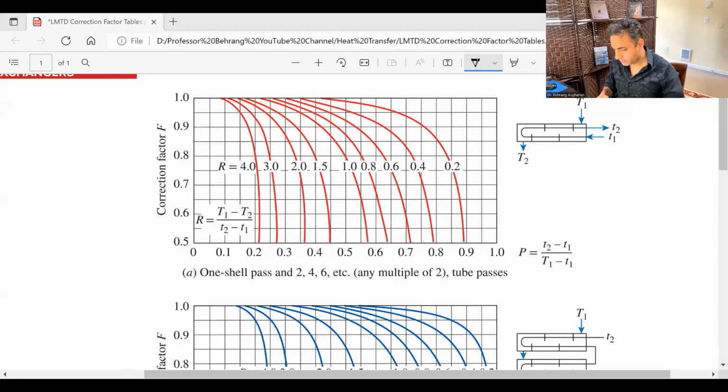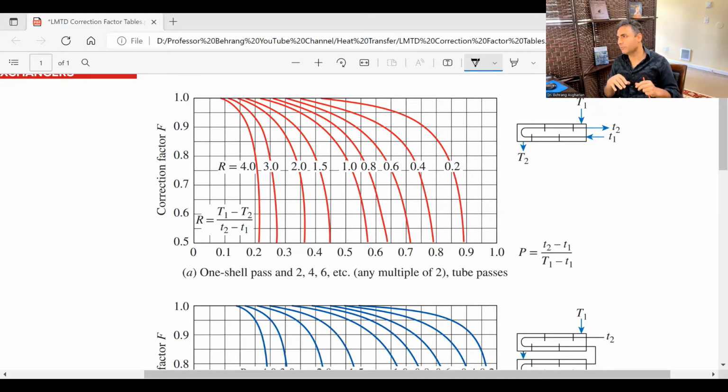Okay, so these are the tables where you can find the correction factor when you use the LMTD method. When do we use the LMTD method? The main difference between the LMTD method and the effectiveness NTU method is that normally you use the LMTD method when you have the information at the inlet and outlet, both. So for the problem that we were given, we had the temperature on the cold side in and out, and we had the temperature on the hot side in and out.